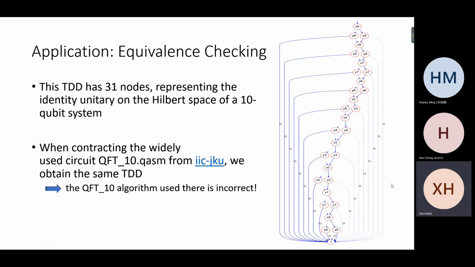And we also have some other examples. When we calculate the tensor decision diagram of this quantum circuit in a commonly used benchmark, we can see that this tensor decision diagram is of this form. It exactly represents the identity matrix. So you can know that this circuit, which corresponds to QFT10, multiplied by its inverse is exactly the identity matrix.